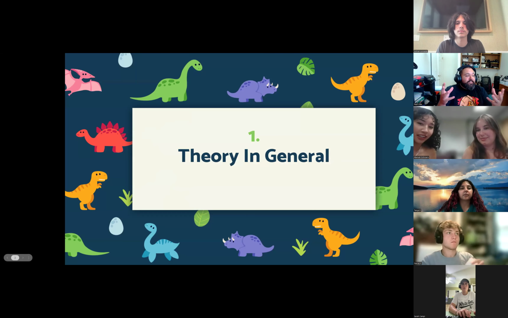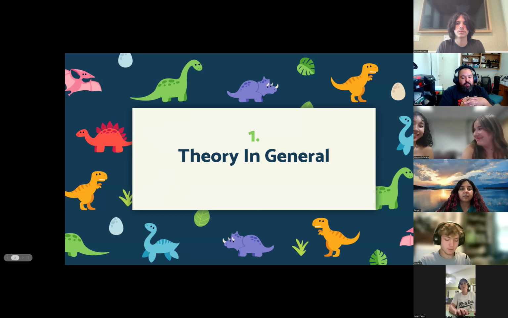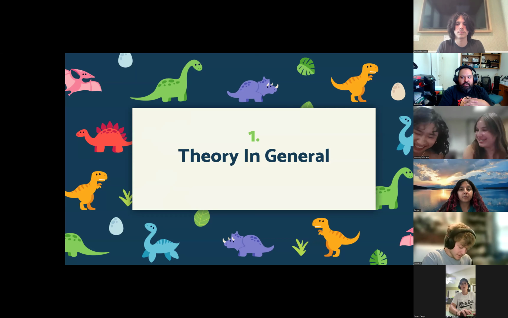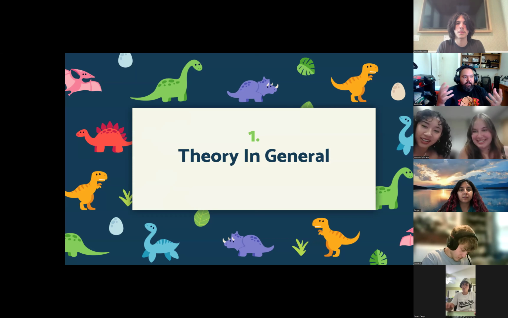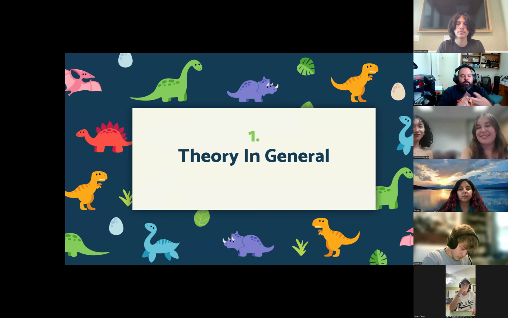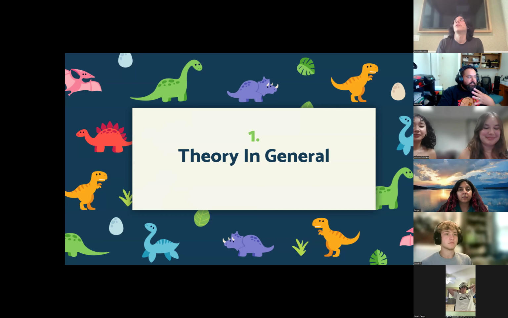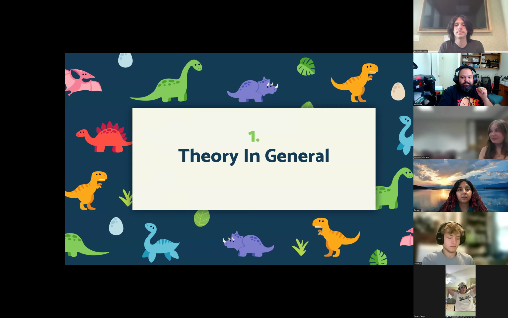Okay, part one of this lecture, there are four parts to this lecture, is going to be about theory in general. So in this section, I'm just going to be giving you big picture stuff about theory as a classification of arguments as opposed to any specific theory. Section one's on theory in general. Section two is on topicality. Section three is on conditionality. And section four is on specification arguments. So, getting into theory in general.